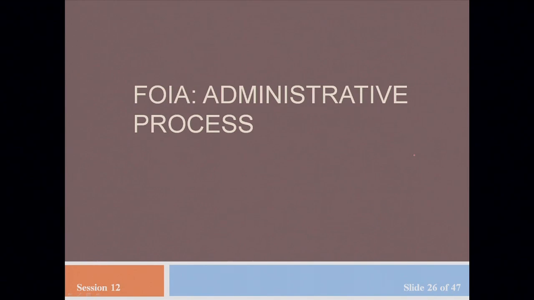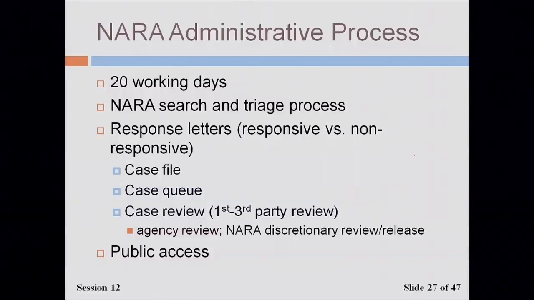The next section is more information on the administrative process of the FOIA. Under the Freedom of Information Act, we have 20 working days to respond to a FOIA. Now, most people may be aware of the backlogs that do occur. However, within the 20 working days, once you submit a FOIA request with NARA, we will process your request and provide you a response.